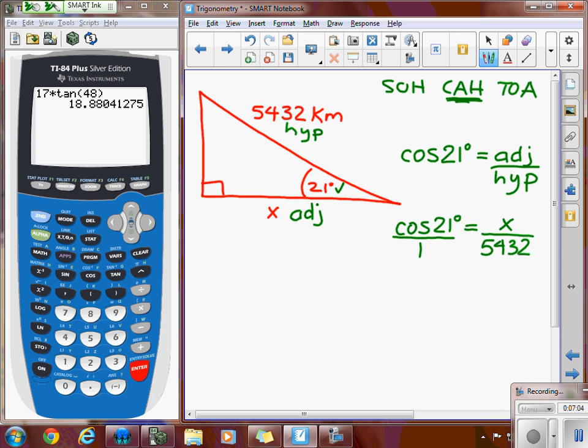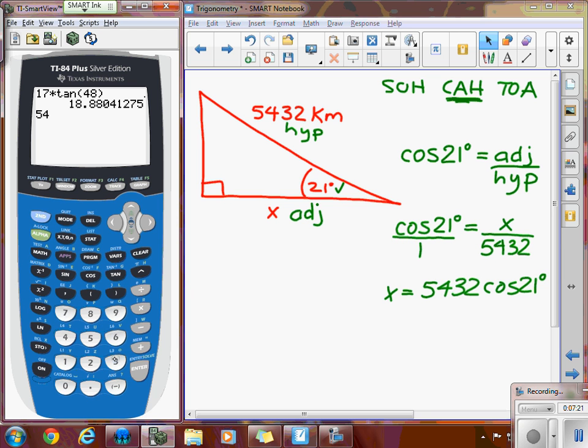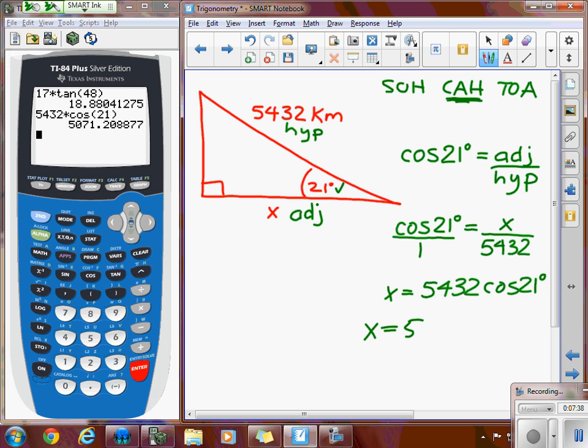We put this over 1, and we get x equals 5,432 multiplied by the cosine of 21 degrees divided by 1, which won't make a difference for us in this question again. And so we could try that in our calculator once again. 5,432 multiplied by the cosine of 21. Get in the habit of closing that bracket. Enter. Again to 1 decimal place, we'll say 5,071.2 kilometers is the measure of x.